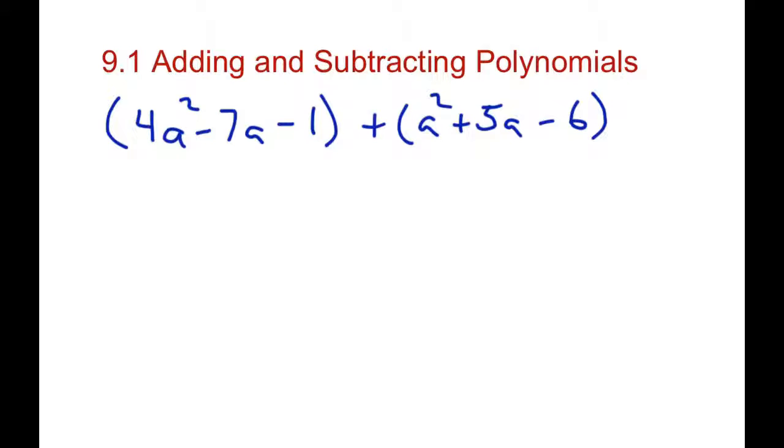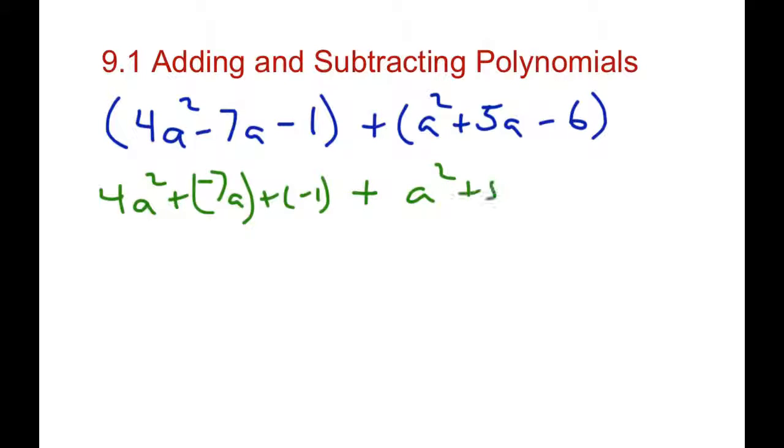Alright, so like before, I can take away the parentheses, and I'm going to change minus 7a to plus negative 7a. I'm going to change minus 1 to plus negative 1. Okay, plus a squared plus 5a, and then minus 6 will be plus negative 6. So nothing really changes with addition. I just like to make all those subtractions to plus negatives.